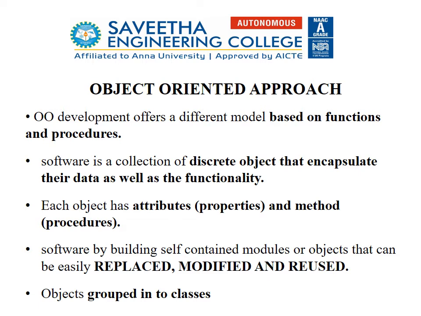Each object has attributes and methods. Here the software is built by building self-contained models or objects that can be easily replaced, modified and reused. Here the objects are grouped into classes.